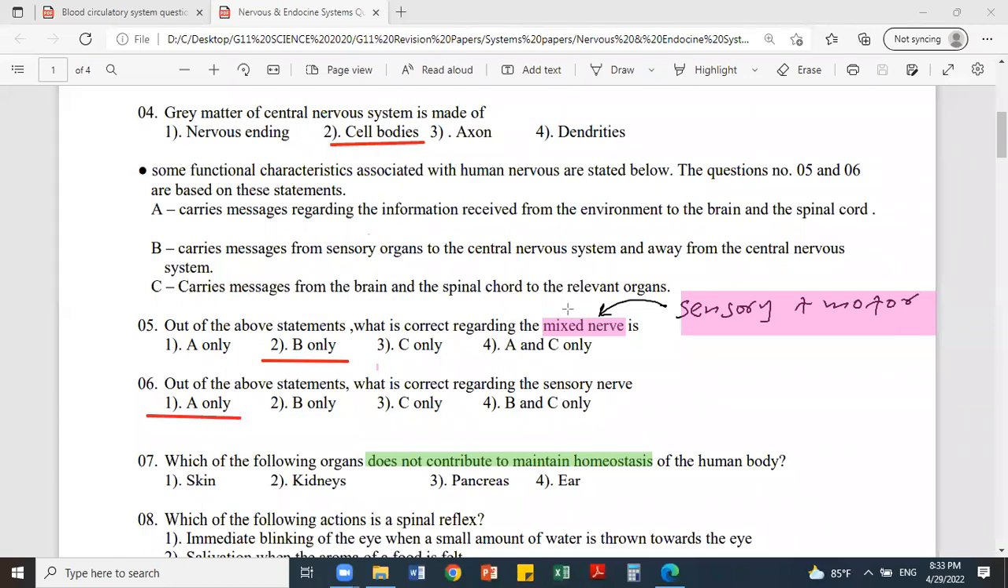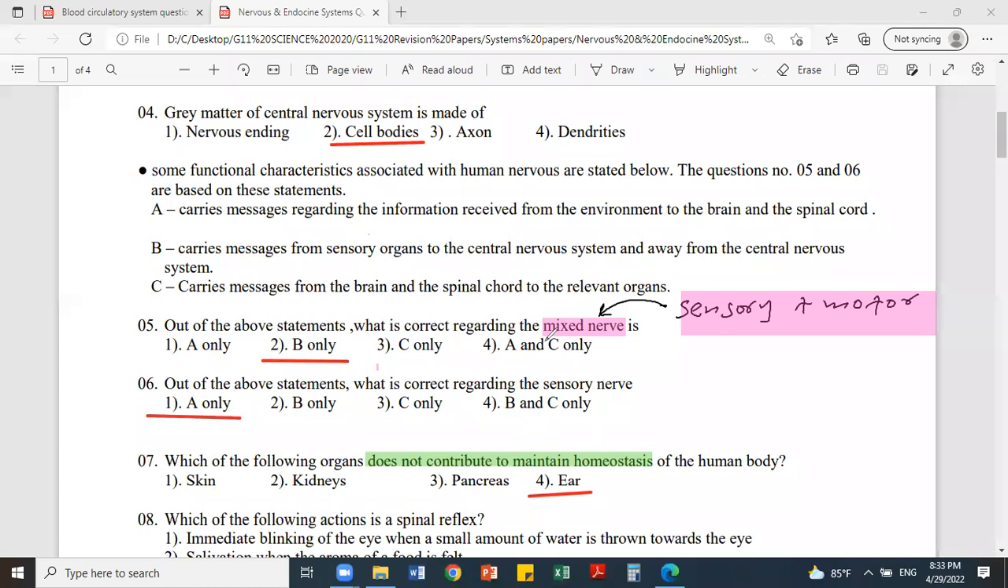Please raise your hand those who got the fourth answer for this. The human ear has no connection with homeostasis, but it will help for coordination. Eyes, all the sensory organs, including the skin, help with coordination. Right. Question number 7 answer is 4th.